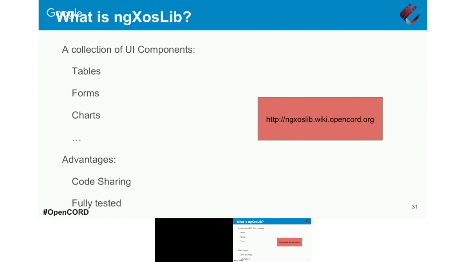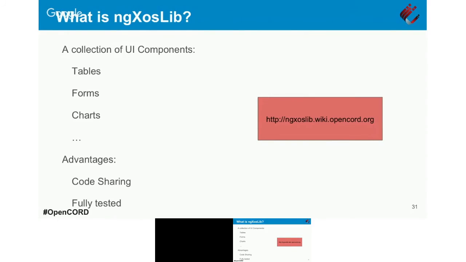What is this UI library we have talked about? It's a collection of elements that are common in the CORD environment, such as table, form, some pie chart, bar chart, and there are also some classes that help you interact with the backend and manage your data, publish real-time notifications on the browser, and this kind of stuff.